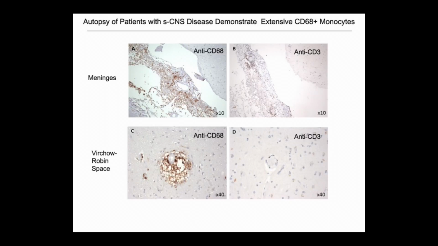When we do biopsies, when we look at autopsies of these patients, here's the meninges. You can see the anti-CD68, which marks the macrophages. If you look at the Virchow-Robin space that penetrates into the brain down each vessel, you can see a tremendous monocyte infiltration going on here. You can see a T-cell infiltration as well. So this inflammation is going on in the brain, causing damage.